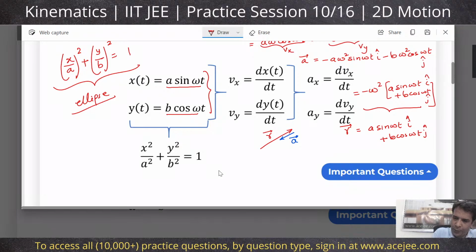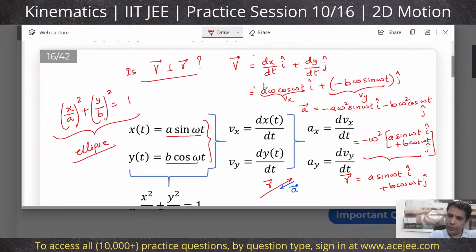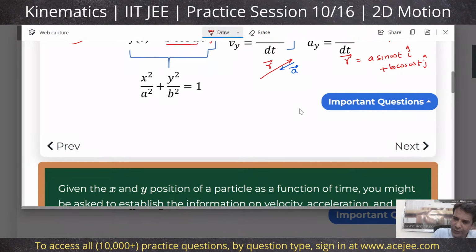So if I were to take the dot product, we know this is not zero, right? Correct, no? This is Vx and Vy. Just multiply it. What you will get is a square omega sine omega t cosine omega t minus b square omega sine omega t cos omega t. If a is not equal to b, then that is not zero, which is what you would expect in the case of an ellipse, right? So this is the ellipse.